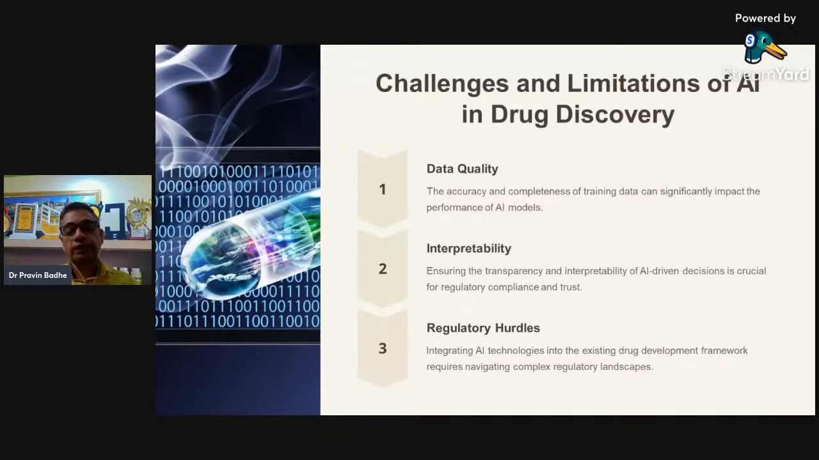That is the regulatory hurdles, where integrating AI technology into the existing drug development framework is going to require a complex regulatory landscape. As I mentioned earlier, people in those areas are still finding it difficult when these types of changes are happening, where students are still thinking from the point of view of the old centralized clinical trial, and that is now changing. It is very important that students, and even the people who are in clinical trials, understand that these changes are happening and regulatory is going to change as per the innovations happening due to the AI.